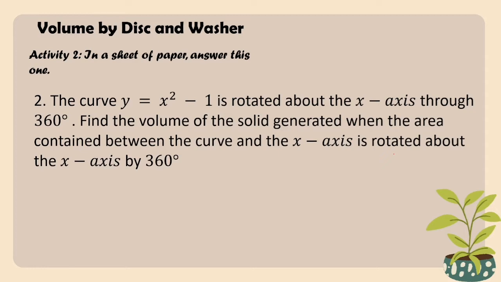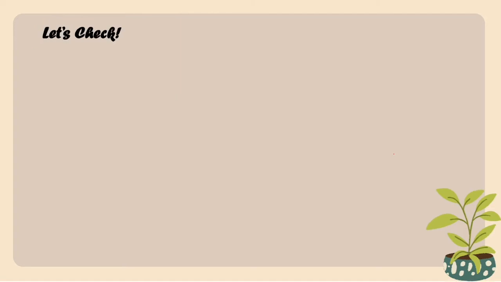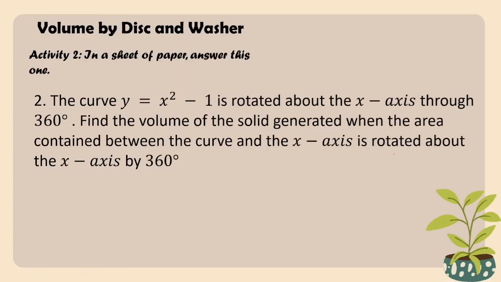So the curve y equals x squared minus 1 is rotated about the x-axis through 360 degrees. Now find the volume of the solid generated when the area contained between the curve and the x-axis is rotated about the x-axis by 360 degrees. So try this problem using the formula of the disk, then we will check.